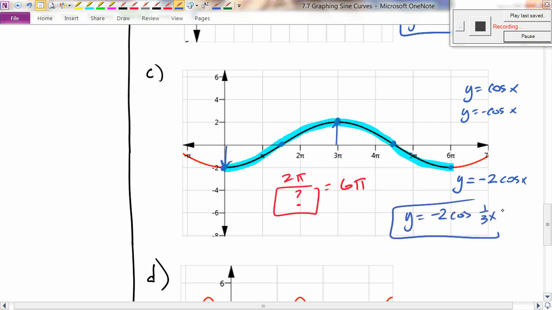Dude, how awesome is that? That you guys can do that now. That's pretty sweet. You can just look at a trig function and go, oh yeah, I know what that is. I'm impressed. Very impressed.